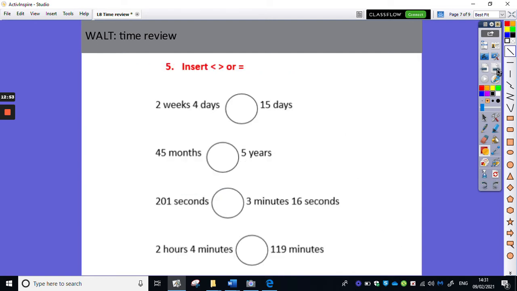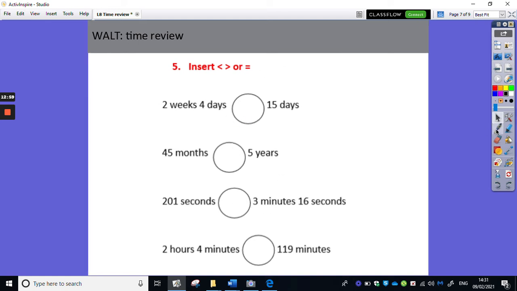Okay, so now we're going to look at comparing time. So you've got 1, 2, 3, 4 different questions there. You're comparing the 2 different amounts. So the first one is 2 weeks and 4 days or 15 days. So you're saying greater than, less than, or equal to.